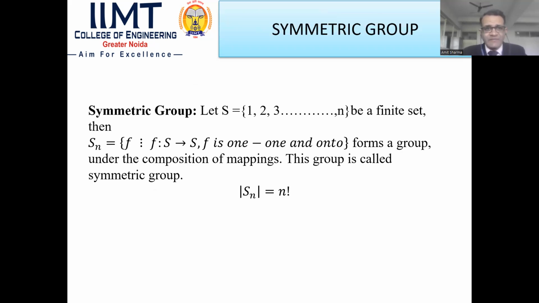Now explicitly we are defining what is symmetric group. Let S = {1, 2, 3, ..., n} be a finite set. Then Sn is the collection of the mappings from S to S which are one-one and onto. This set Sn forms a group under the composition of mappings. This group is called symmetric group, and cardinality of this group Sn is equal to n factorial.